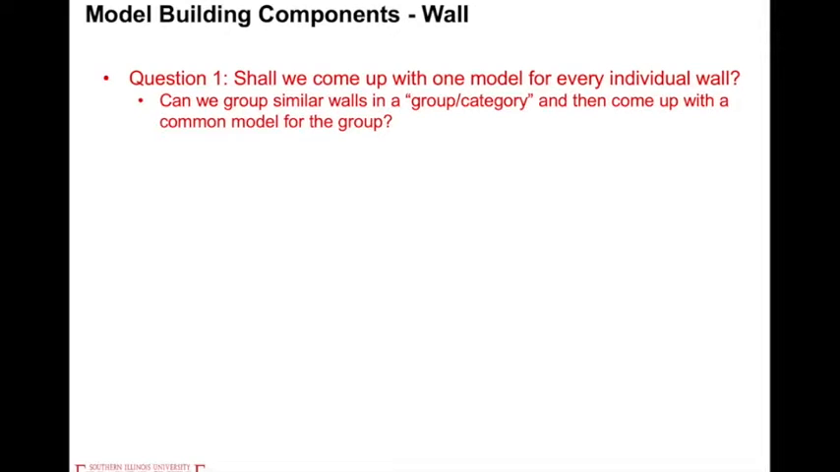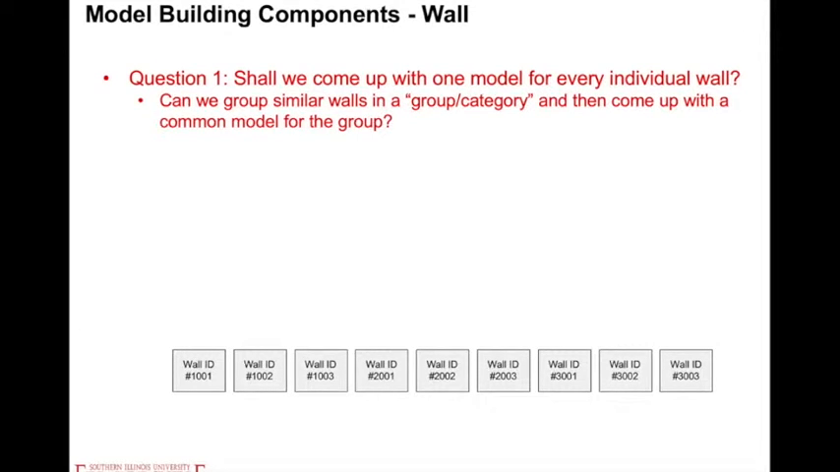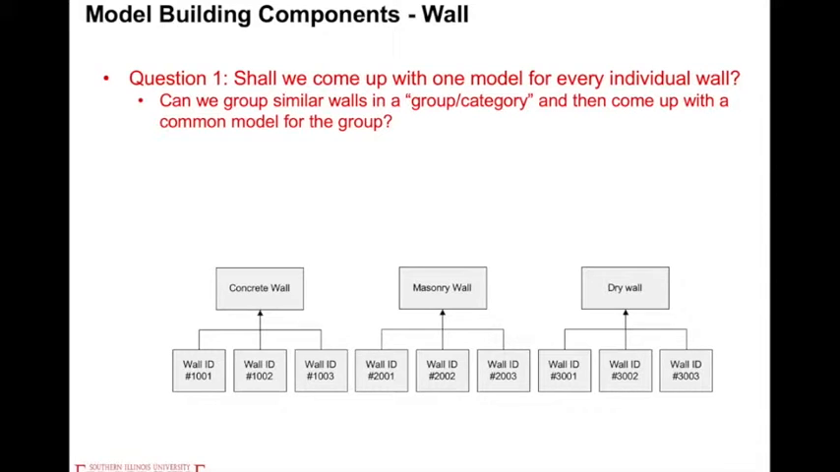Or we can rephrase the question: can we group similar walls in a group or category and then come up with a common model for the group? For example, we have wall IDs for different kinds of walls here: 1, 2, 3, 4, 5, 6, 7, 8, 9. We have 9 walls here, and the first 3 indicate the concrete wall, the next 3 the masonry wall, and the last 3 the dry walls.